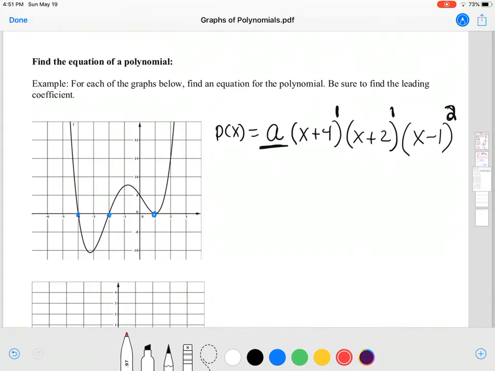I personally like to use the y-intercept if that's available, because that makes me plug in 0 for x, which makes the arithmetic easier. So I'm going to choose the point 0, 8. So I'm going to plug in 0 for x and 8 for y, and then I can solve this for a.